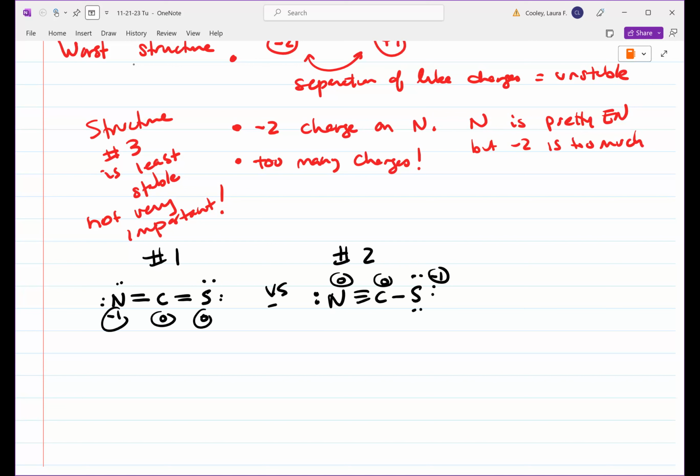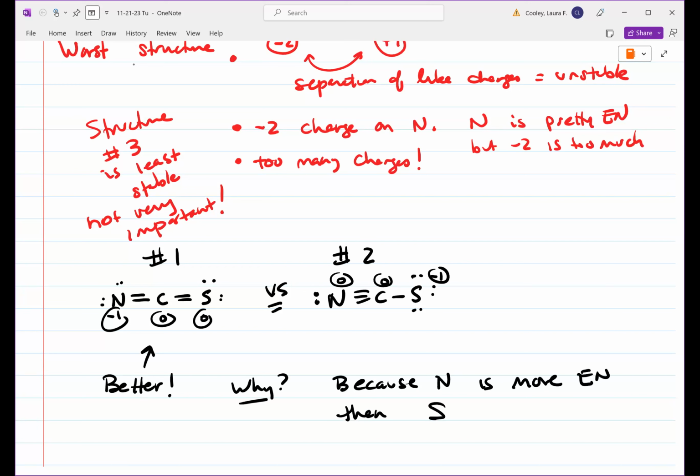Okay, so which is better according to the rules? Yeah, this one is better. This one is the better one. Why? He says because nitrogen is more electronegative than sulfur.